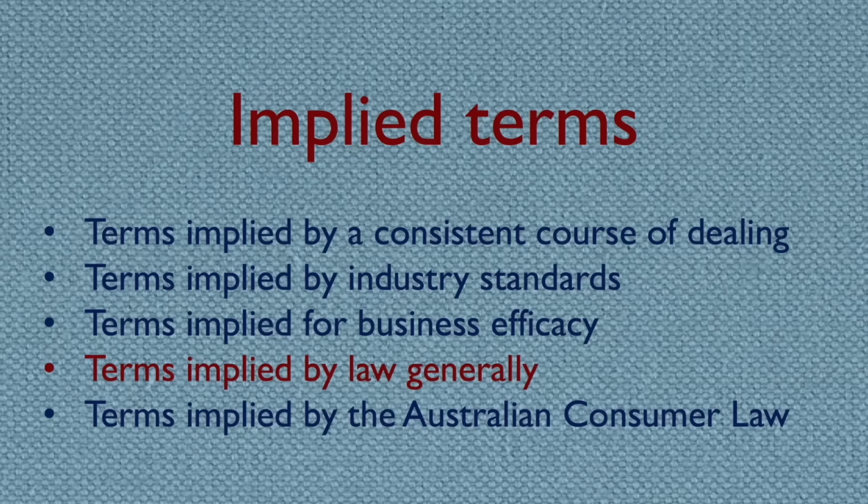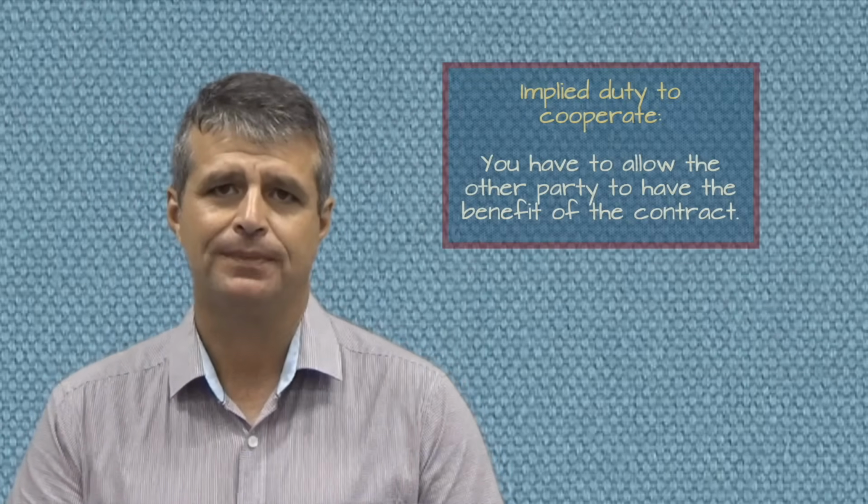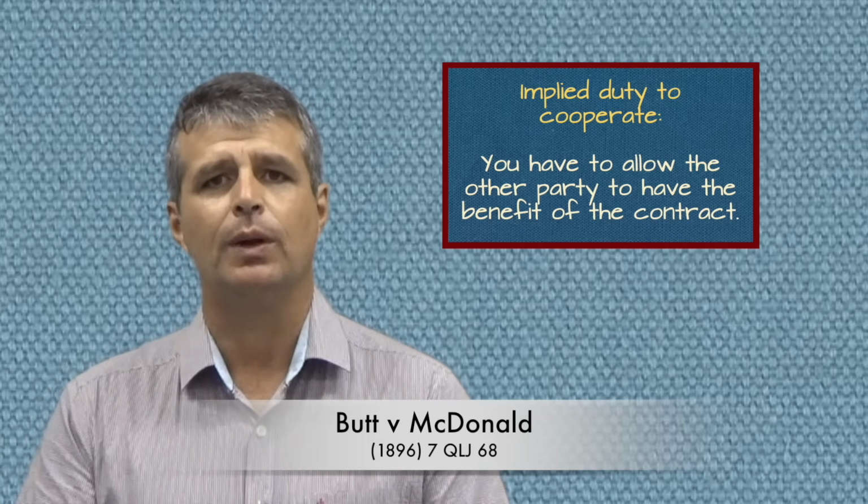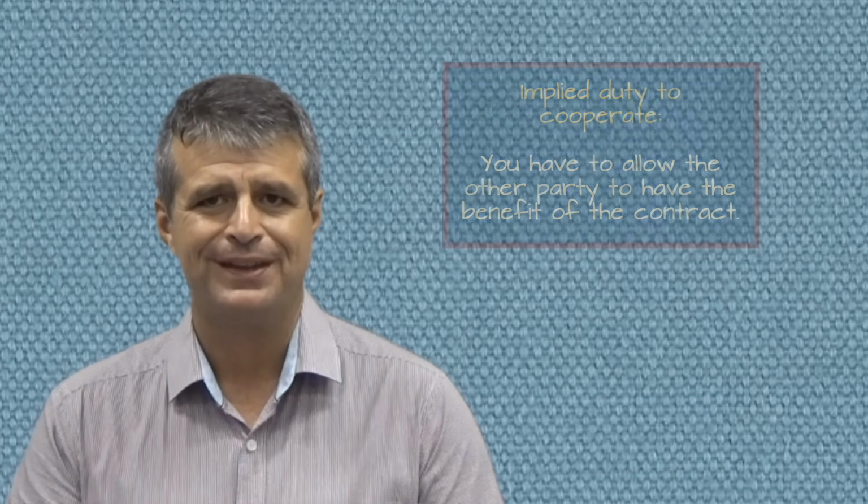Now, the implied terms that we've talked about so far are really all about fixing problems with the contract. There's an entirely separate category of implied terms, and these are what we call terms implied by law. So these are terms which the law sticks in your contract whether you like it or not. The first one I want to talk about is the implied duty to cooperate. What this means is that you have to do everything reasonable to allow the other party to have the benefit of the contract. For instance, let's imagine there was a contract for a house sale and some inspections needed to be done as part of the pre-sale process. Well, if this wasn't written into the contract, there would be an implied term that the seller would allow the inspectors onto the premises at an appropriate time so they could carry out their inspections.